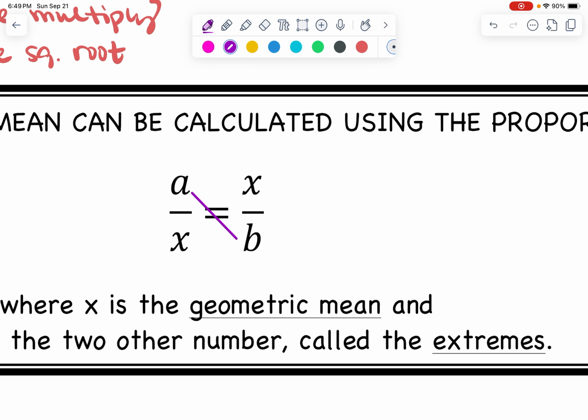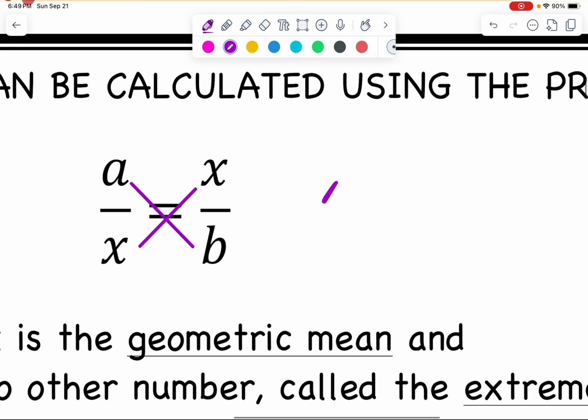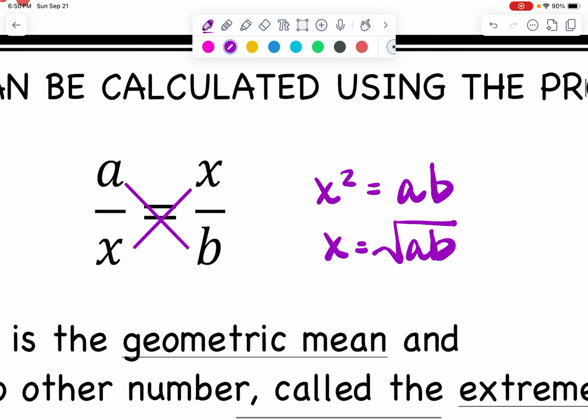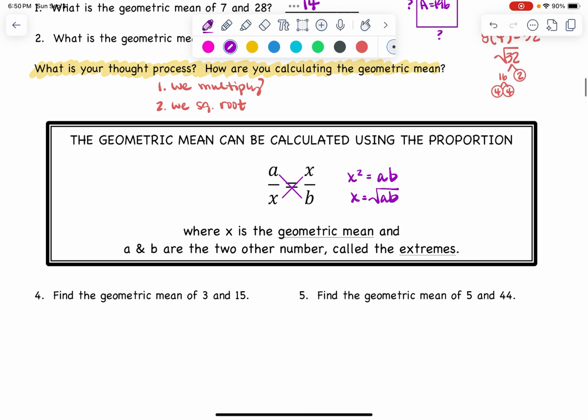And notice what happens when you cross multiply this proportion. Do you notice how we get x squared equals a times b? There's your multiplication step, a times b. And then how do I solve for x when it's squared? I square root. Right? And so that's why we're talking about geometric mean, because it can be found by setting up a proportion. And this is our unit of proportions.